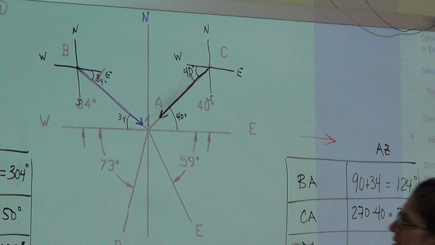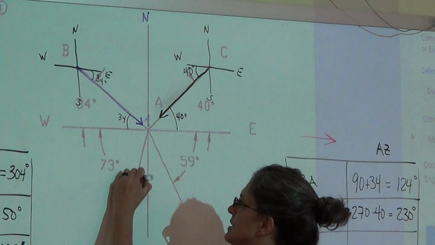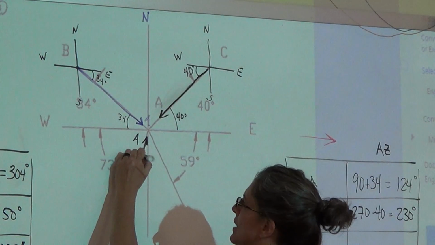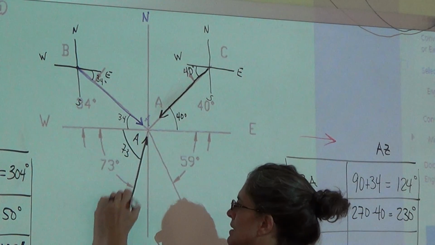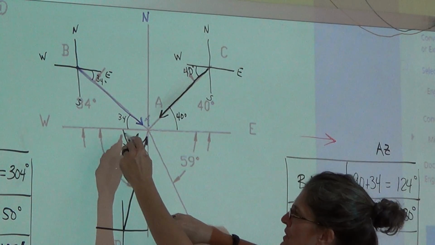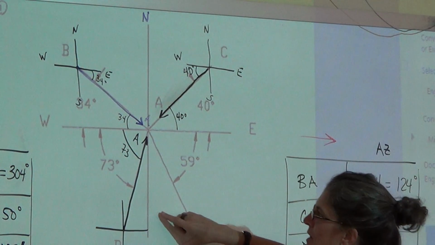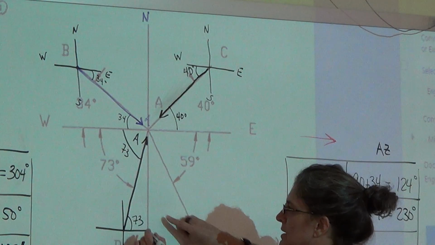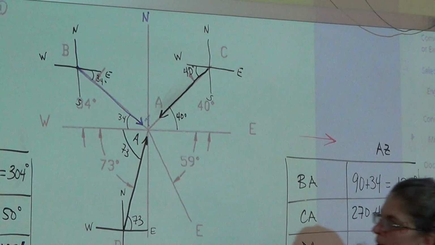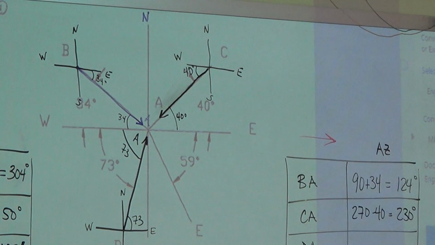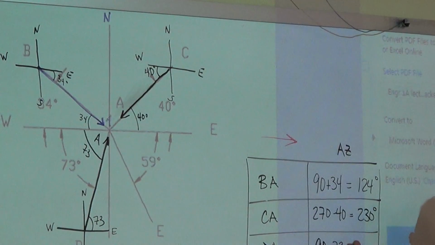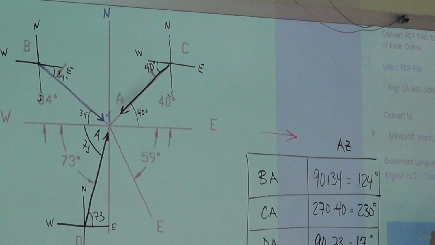So DA, here is D to A. Here's the angle of 73. I'm going to draw my axes. If that's 73 right there, then this right here is 73. North, south, east, west. 17. So it's 90 minus 73, which is 17.